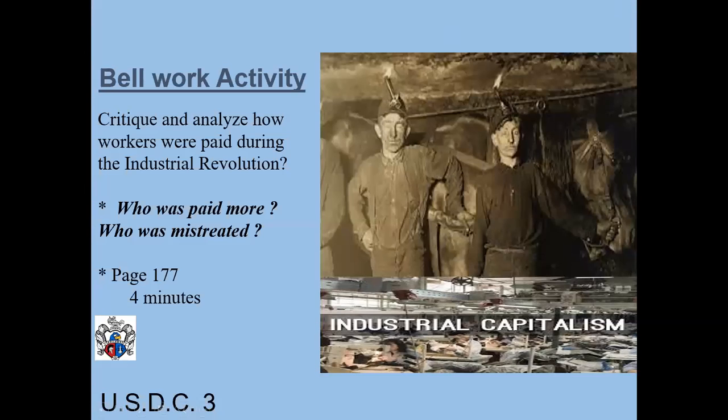Okay, moving on to working conditions in the Industrial Revolution, the Industrial Age. I want you to read page 177, take about 4 or 5 minutes, and tell me in your bell work how workers were treated and how they were paid during the Industrial Revolution. Tell me who was paid more, men or women, adults or children. Tell me who was mistreated. Read page 177 and give me a quick analysis of workers' pay during the Industrial Revolution. And take a look at that picture there. We're going to look at that picture again in a minute. It's quite a telling photo.